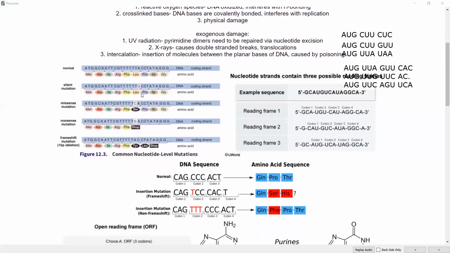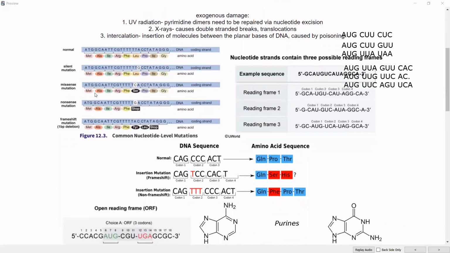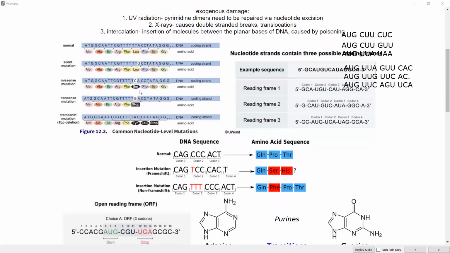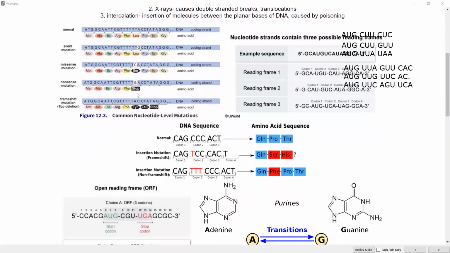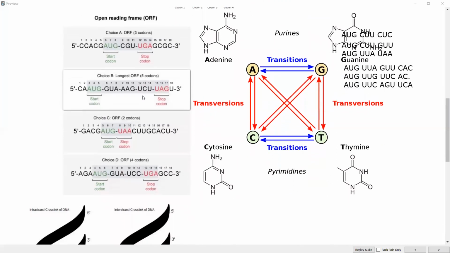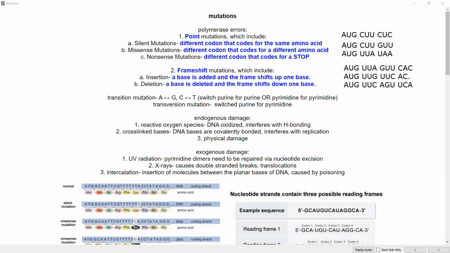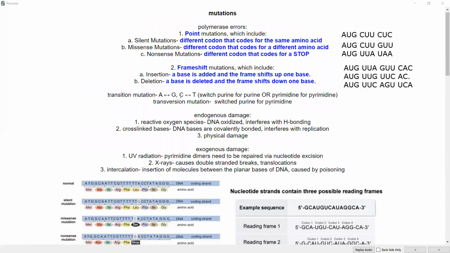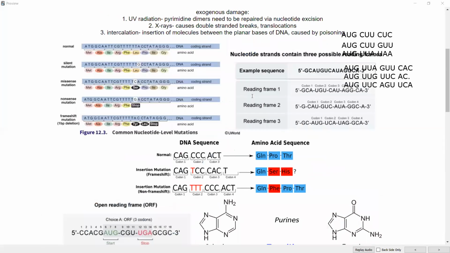Oh, actually, wait, we have a picture right here explaining everything. See, this is a silent mutation, this is a missense mutation, a nonsense mutation, which codes for a stop, and a frame shift mutation. Yeah, everything is here. One other thing here is transition mutations. A transition mutation is a purine swapped for a purine. A transversion mutation is a purine swapped for a pyrimidine or vice versa.